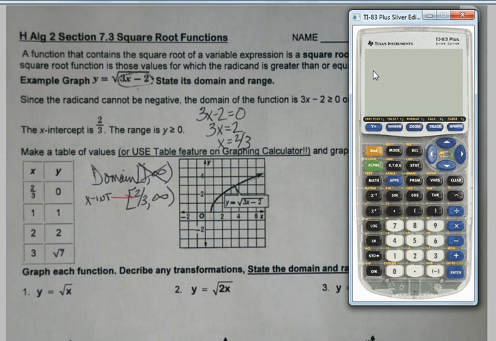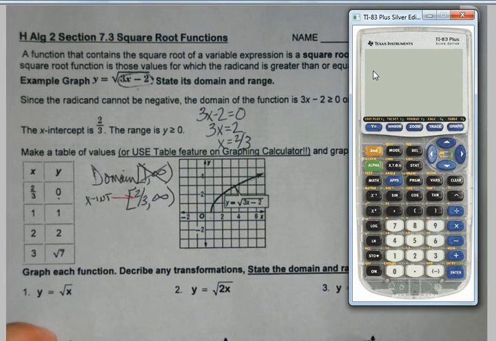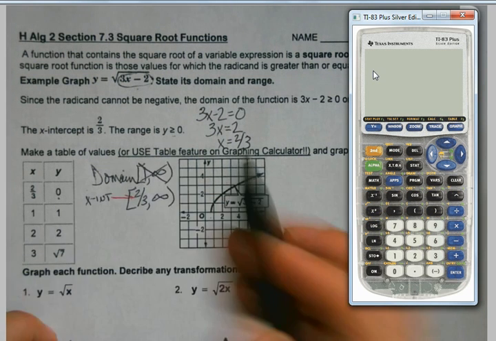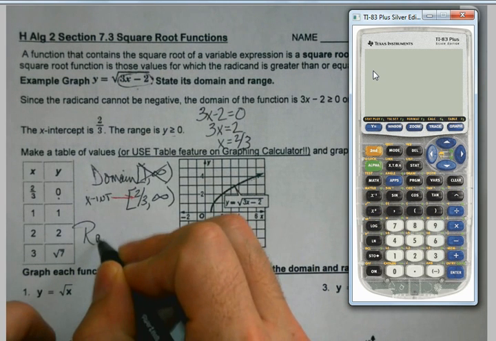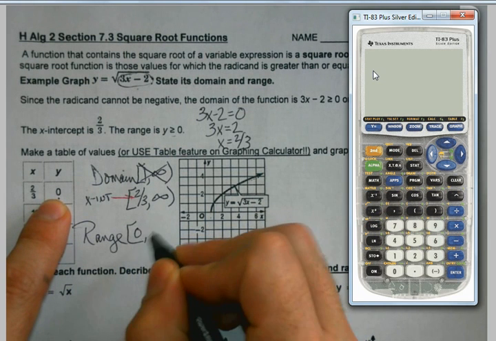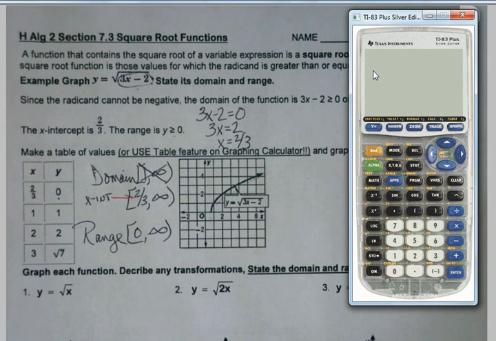My range will start at the y value of whatever that x is. So that starting point is going to be the same thing that's going on with my range. And again, it mentions here the range is going to be y is greater than 0. So my range is going to go from this value, and it'll keep going up and up and up forever off to infinity.